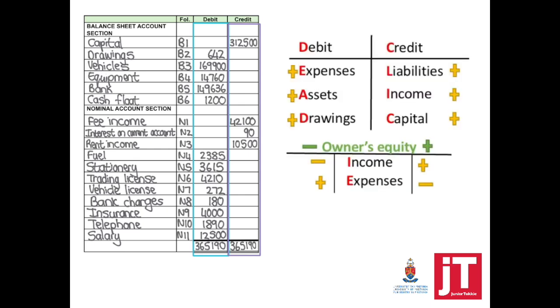We've applied the double entry principle from the beginning when we started with the transactions, posting it to the journals, from the journals, posting it to the general ledger, and now from the general ledger, posting it to the trial balance. We've done this process correctly.